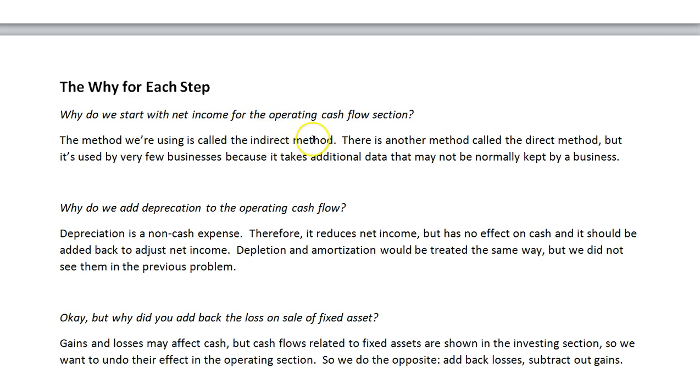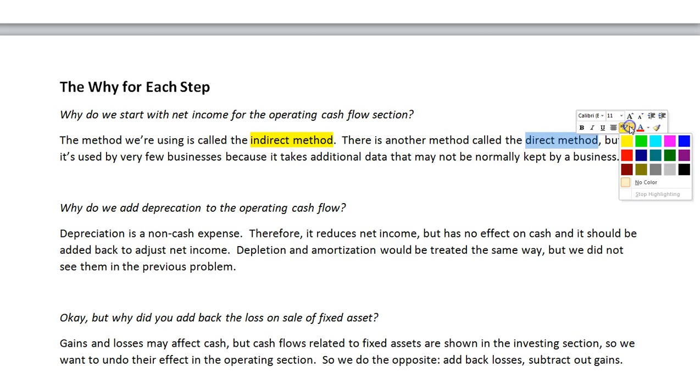Alright, why do we start with net income for the operating section? It's just the method that we choose. It's called the indirect method. It's used by about 99% of companies. Only 1% or less use the direct method because the direct method normally requires information that's not readily kept by a business, so it's more costly to gather or pay people to gather.